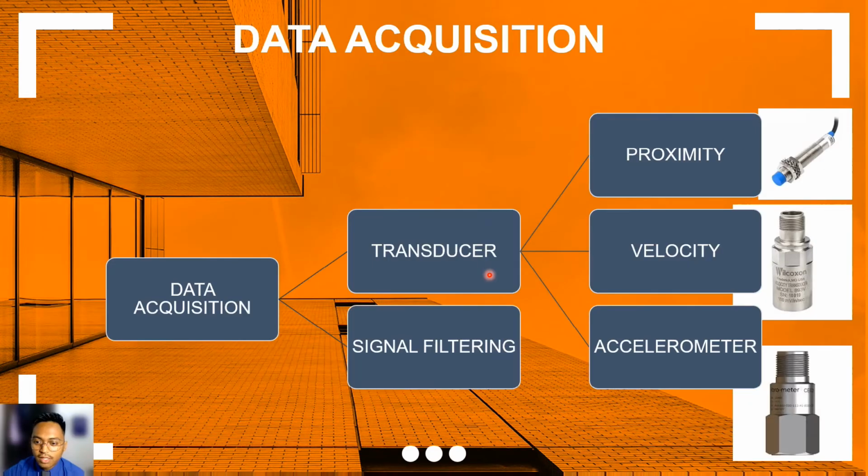For data acquisition, we need a transducer, which is the sensor. In vibration signal analysis method, there are three main sensors or transducers that are widely used. The first one is proximity sensor, this one. The second one is velocity sensor. And the last one is accelerometer sensor. Among these three sensors, the accelerometer is the best choice because it has improved frequency and dynamic range, minimal weight, and high sensitivity compared with the other two sensors.